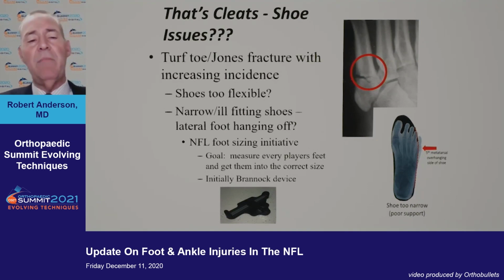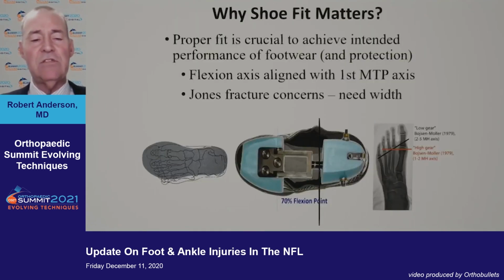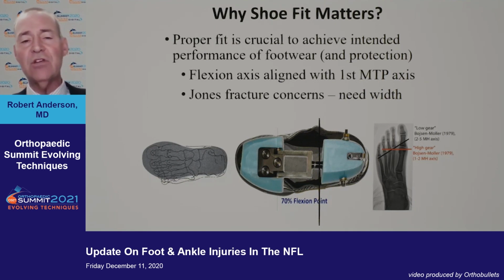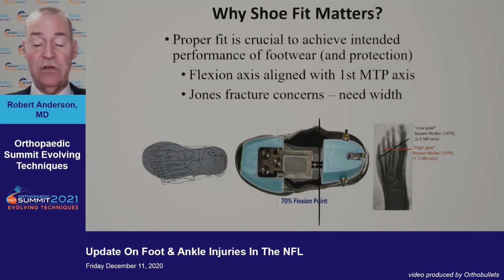So Mike and I initiated an NFL shoe foot sizing initiative a few years ago, where our goal was to measure every player's feet before the season started to get them to the right shoe. We initially did this with a Brannock device, which really didn't do very well. And what we found is we needed something more sophisticated to get the exact right length of shoe to the foot so that your flexion axis lined up with the first metatarsal. You don't want a shoe that flexes outside of the MP axis. And we also wanted to decrease some of the flexion to decrease those turf toe and Lisfranc injuries that are imparted because of excessive hyperdorsiflexion.